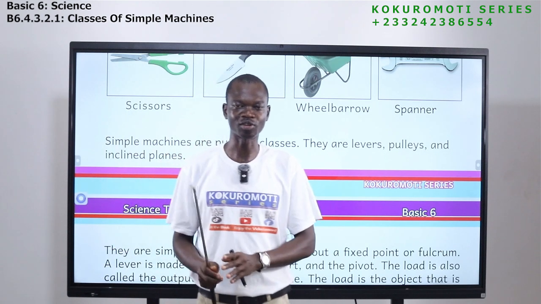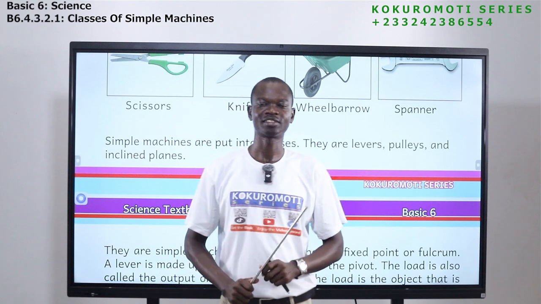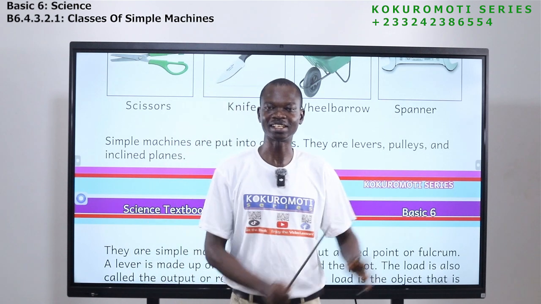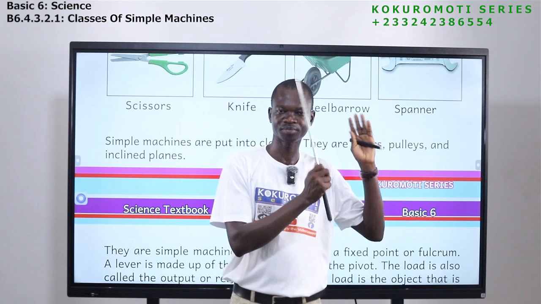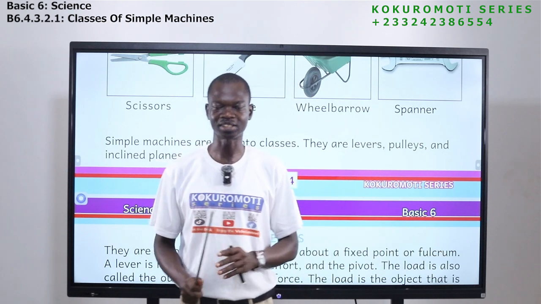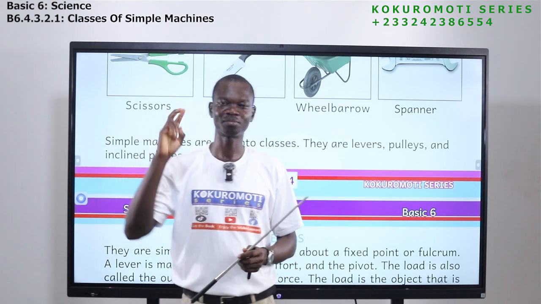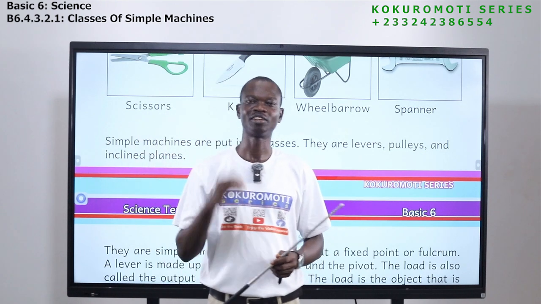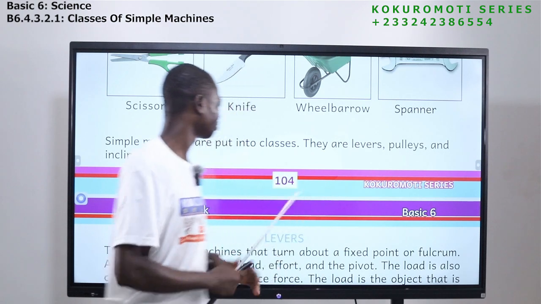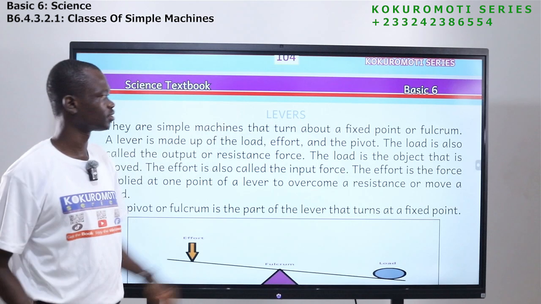So the first class that we can mention is levers. The second one is pulleys. And then we have inclined plane. So these are the classes of simple machines that you should know. There are three: levers, pulleys, inclined plane. We are going to look at them one after the other. So let's look at the first one. The first one is the levers.